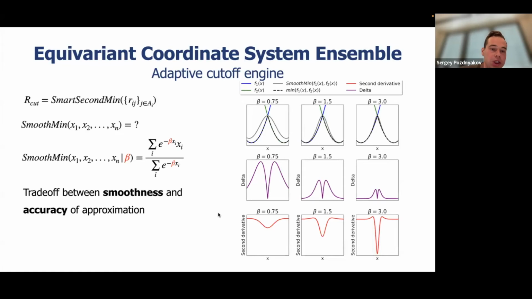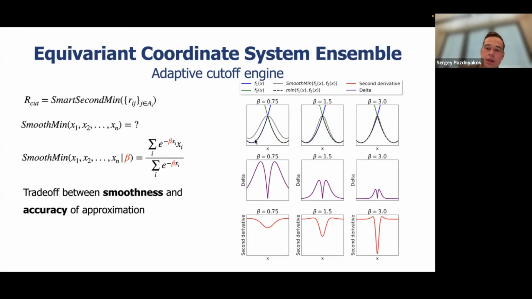The smooth approximation for a minimum is given by this well-known construction. Basically, this is a weighted average of our points. Their weights are given by this exponent. And this smooth approximation for a minimum is parameterized by beta. This beta controls the trade-off between smoothness and accuracy of approximation. This trade-off is illustrated on this plot. As you can see, there is a green line, there is a blue line.